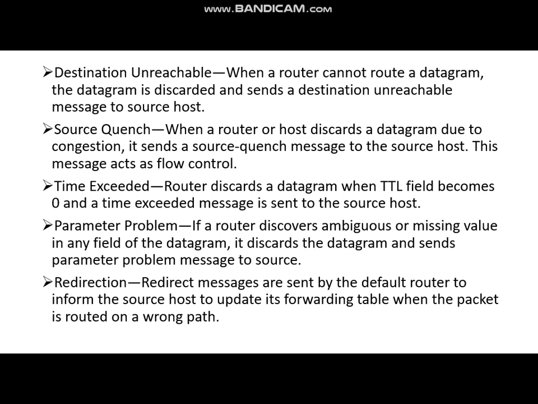Destination unreachable: when a router cannot route the datagram, it is discarded and a destination unreachable message is sent to the source. Source quench: when a router or host discards a datagram due to congestion, it sends a source quench message to the source host. Time exceeded: the router discards the datagram when the TTL field becomes 0, and a time exceeded message is sent to the source host. Parameter problem: if a router discovers an ambiguous or missing value in any field of the datagram, it sends a parameter problem message. Redirection messages are sent by the default router to inform the source host to update its forwarding table when the packet is routed on the wrong path.